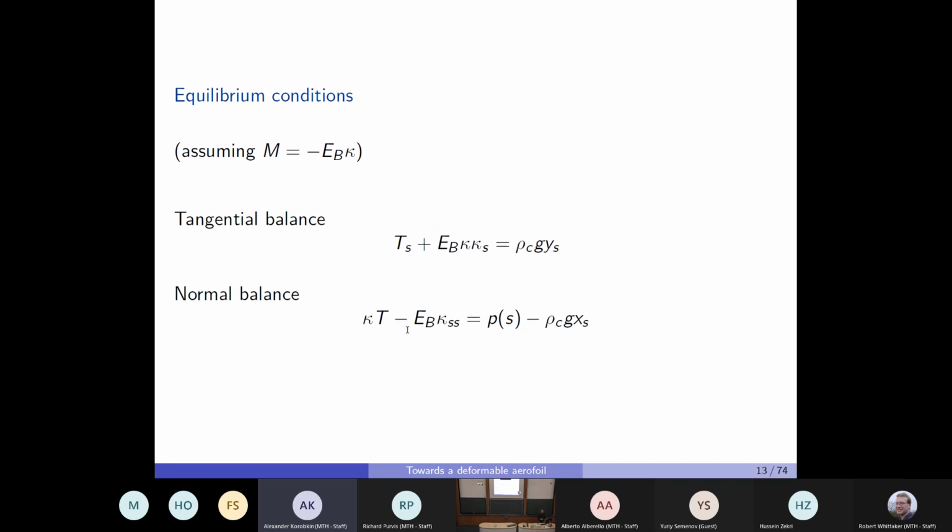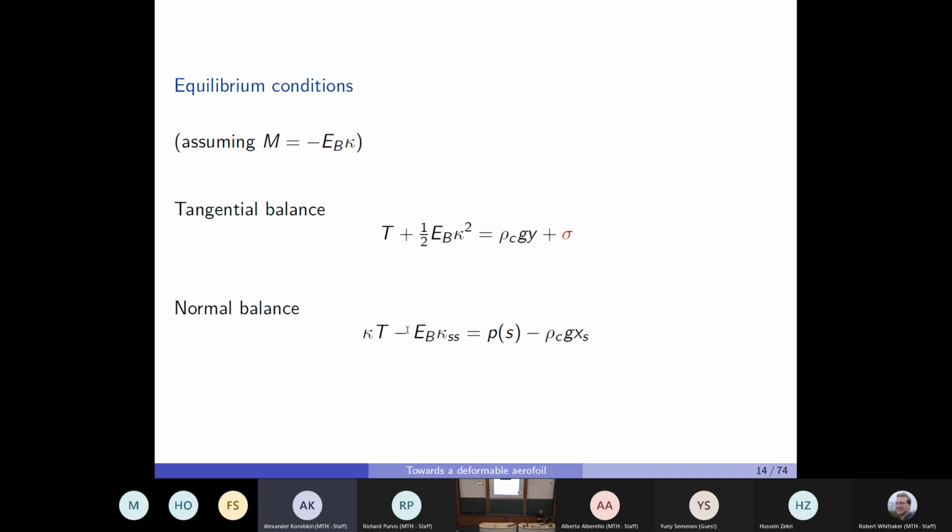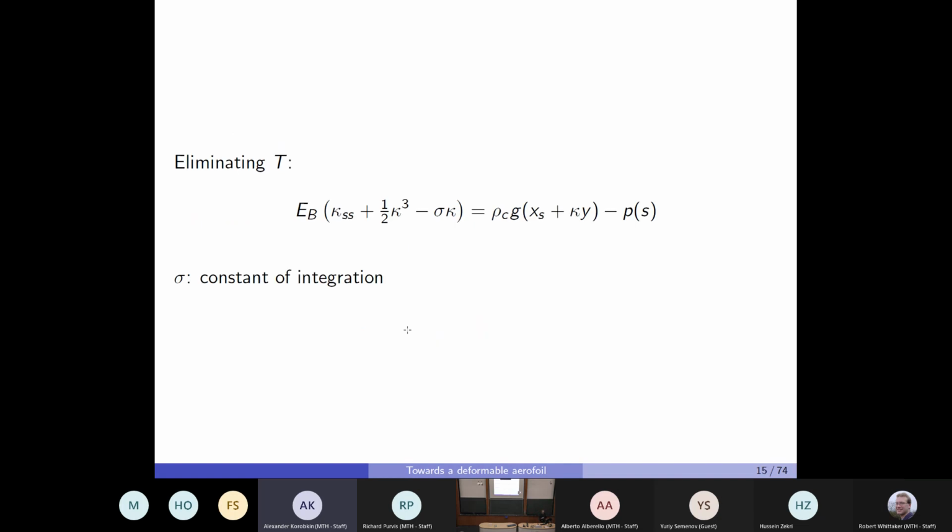That equation for the tangential balance, if you look at it for a moment or two, you see that I can integrate every term in the equation with respect to s. If you do that, you introduce a little constant of integration, sigma. This is going to appear over subsequent slides. That's fixed essentially by requiring that this cell is closed so that it forms a closed contour. That's how that constant of integration gets fixed.